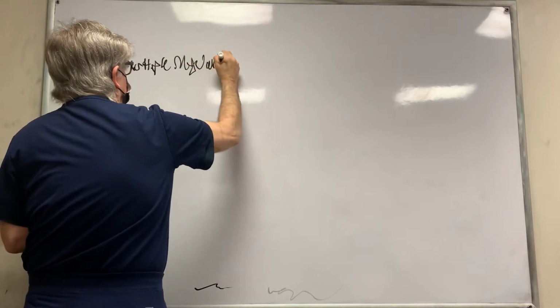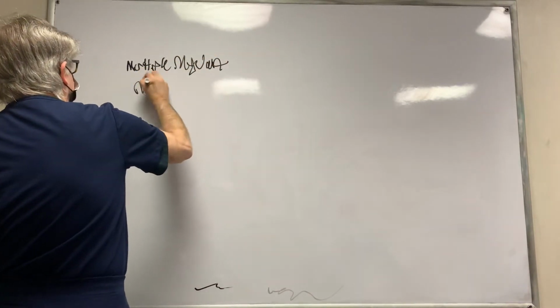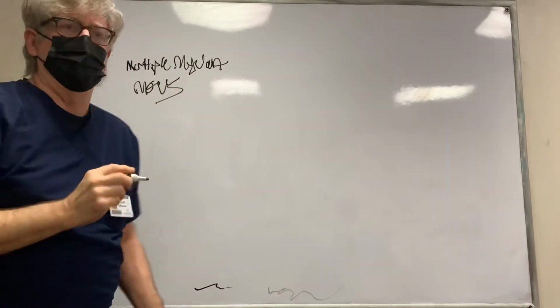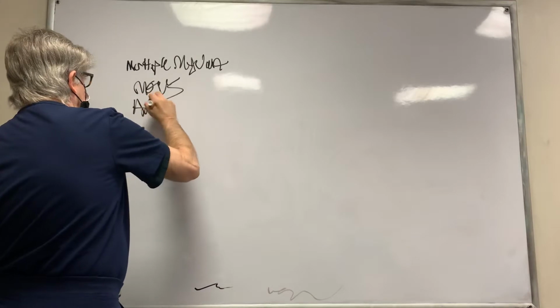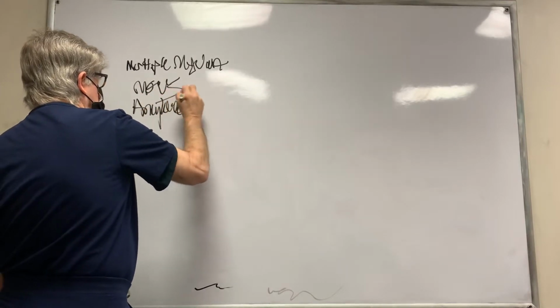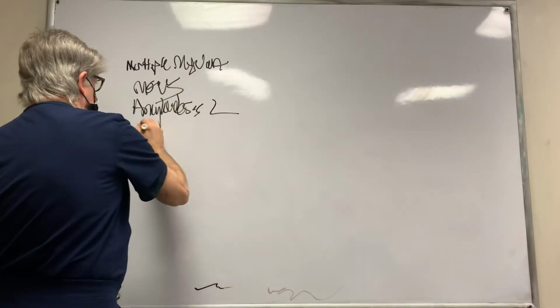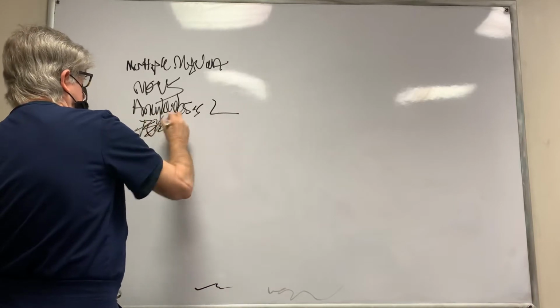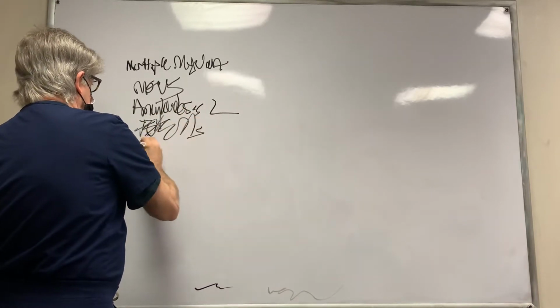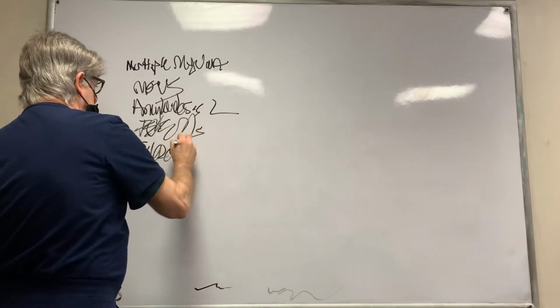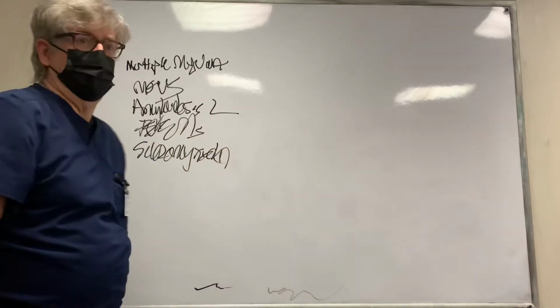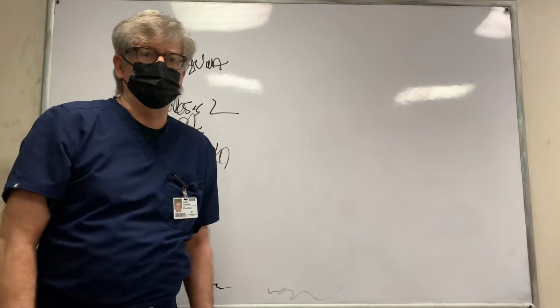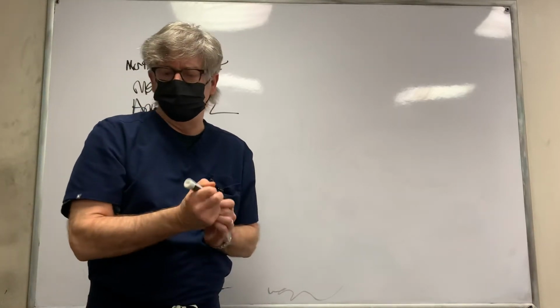Okay, now the other things I want you to be aware of: MGUS, monoclonal gammopathy of unknown significance, amyloidosis AL, POEMS syndrome, and scleromyxedema. So these are the other plasma cell dyscrasias, also light chain deposition disease.